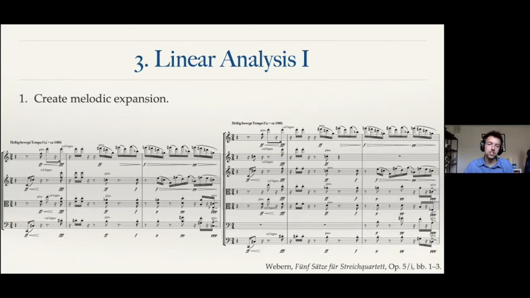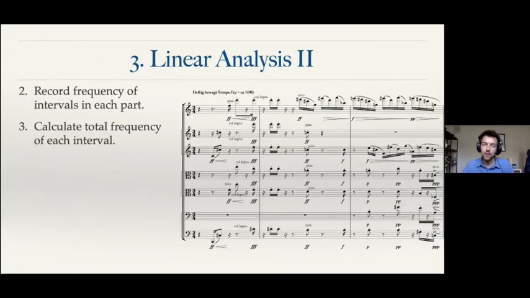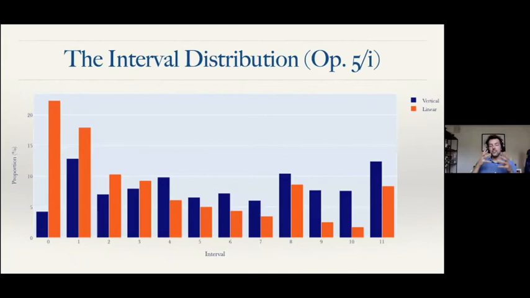But that segmentation is largely carried out according to instrumentation anyway, and then according to the nearest note principles. So having done that, it's fairly common sense from there. You record the frequency of each linear interval in each of these parts, and from there we can then calculate the total frequency of each interval. So what we get is something that looks like this.